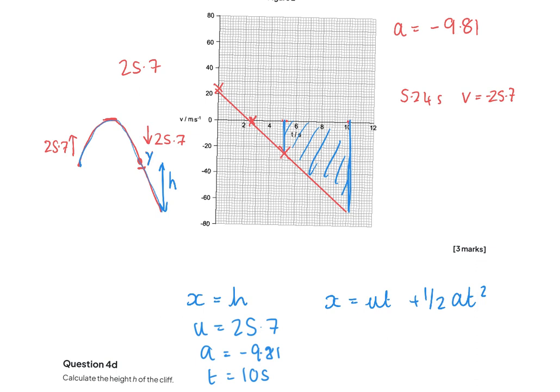So I'm going to have 25.7 times 10, which is going to be 257, plus half times negative 9.81 times 10 squared. And I get a value of x equaling negative 233 meters. So it's a good sign that we've got a negative, because it's showing that our displacement x is going in the opposite way to our initial velocity, which we said was up. And that is quite correct. Our height is being measured down. If you did the area under the graph, or there are a few other methods you could have used, you'd have got something similar but slightly different.